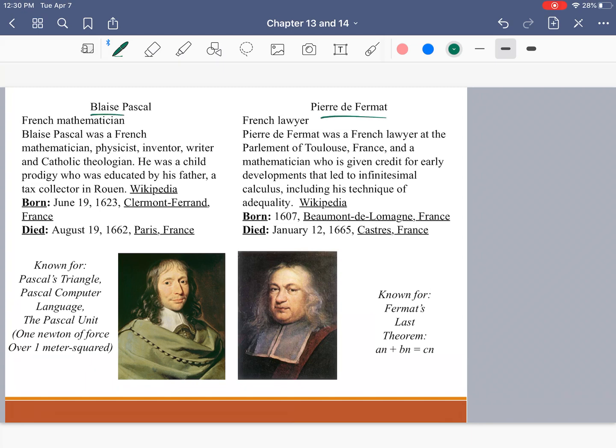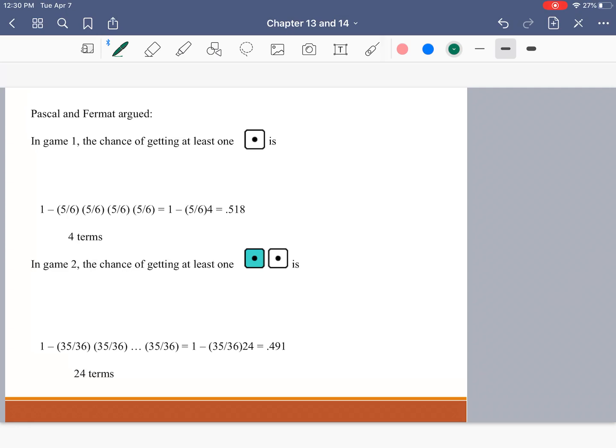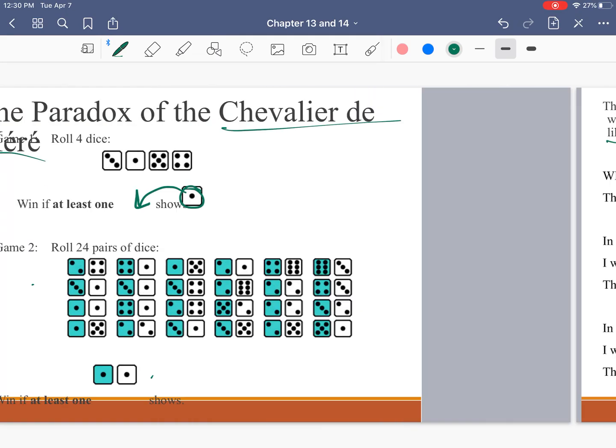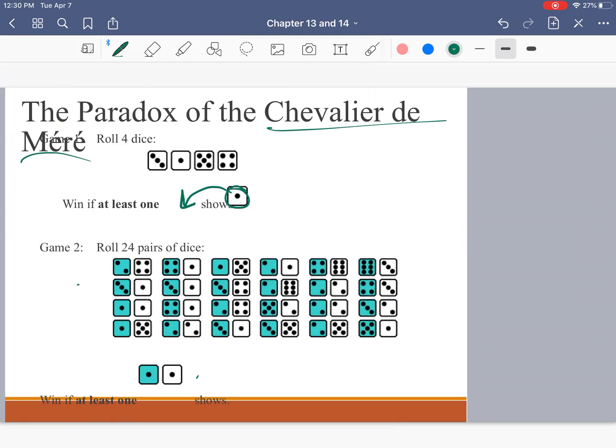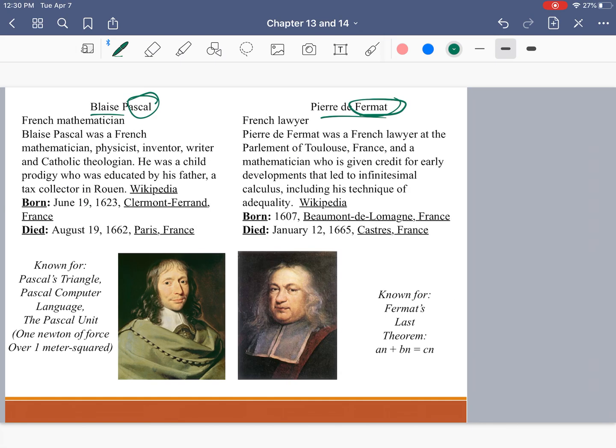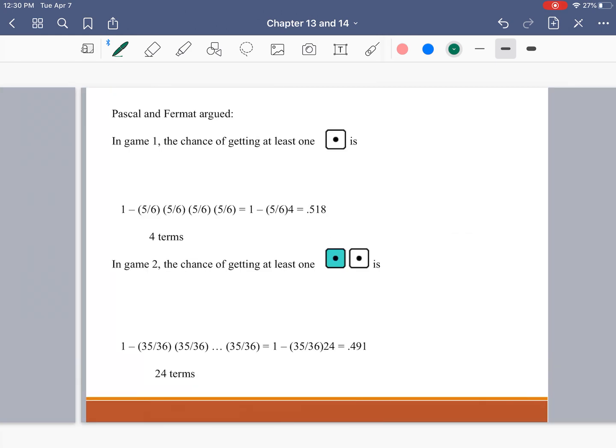So these two men are mathematicians. You probably don't know Fermat. He's known for Fermat's last theorem. That's his main thing. Pascal, you know from Pascal's triangle that you studied in Math 3. They got together and said, look, man, this guy, what's his name? Chevalier de Méré? I have no idea if I said that right.